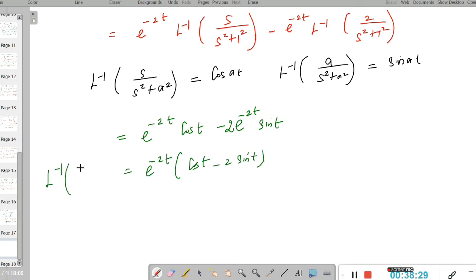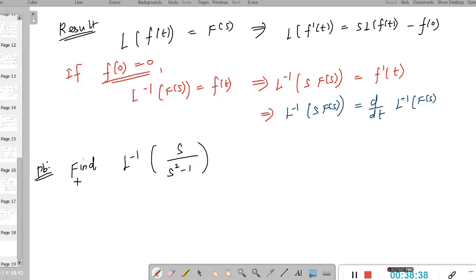So L inverse of s by s plus 2 whole square plus 1. Next, find L inverse of s by s square minus 1.